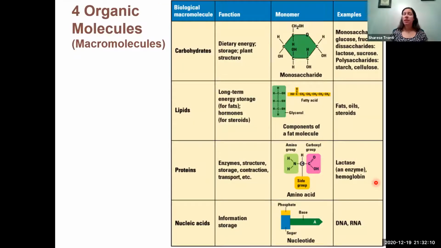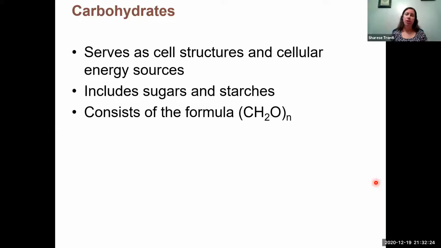Alrighty, so now we're going to get into the organic molecules. There are 4 of them: carbohydrates, lipids, proteins, and nucleic acids. Let's go through each of those, starting with carbohydrates.